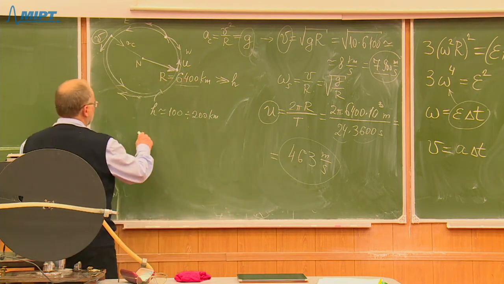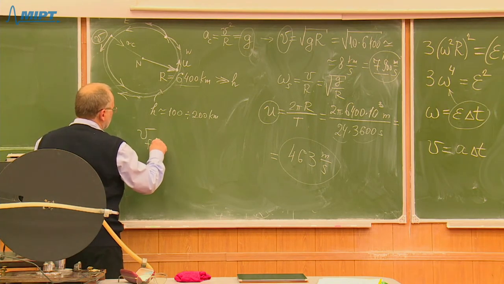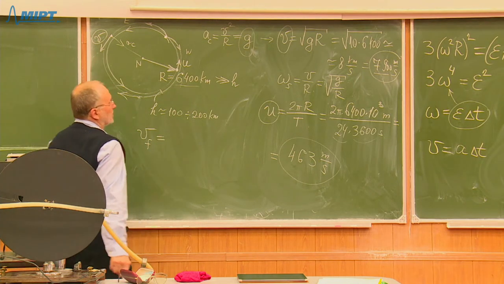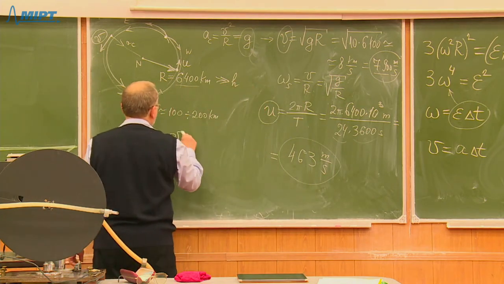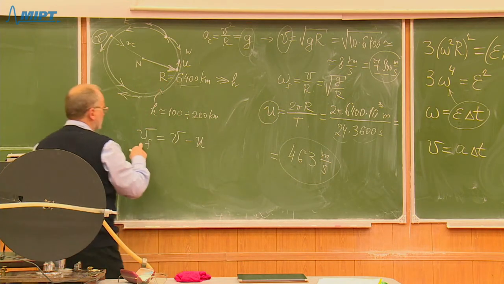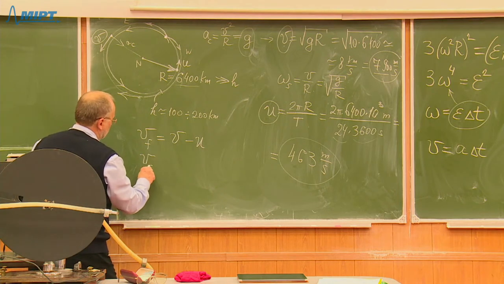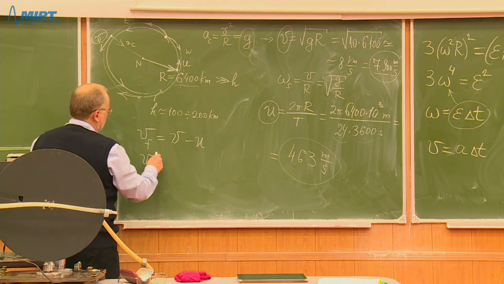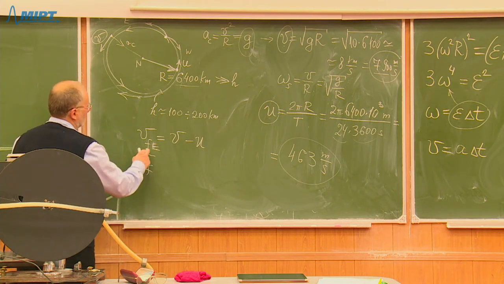So actually, the final velocity to which the satellite must be accelerated will be equal to this velocity v minus u if the satellite goes to the east. Let us denote this as the final velocity for the satellite moving to the east.